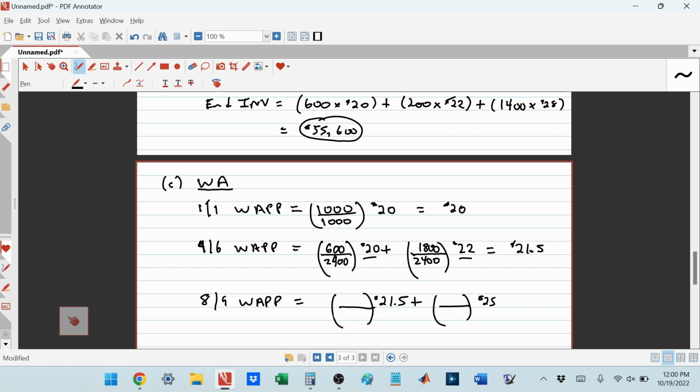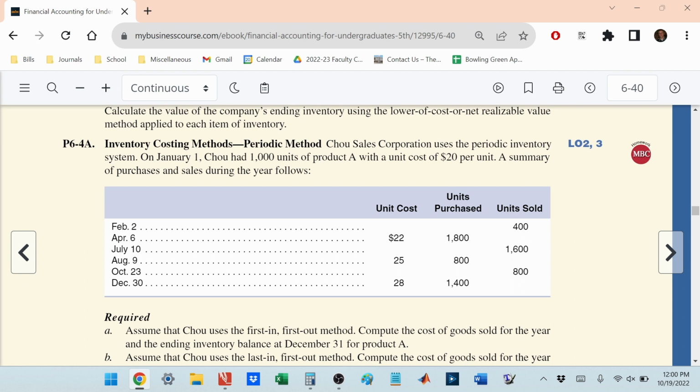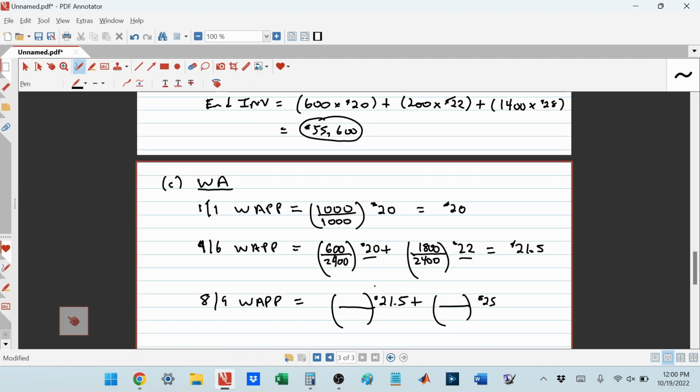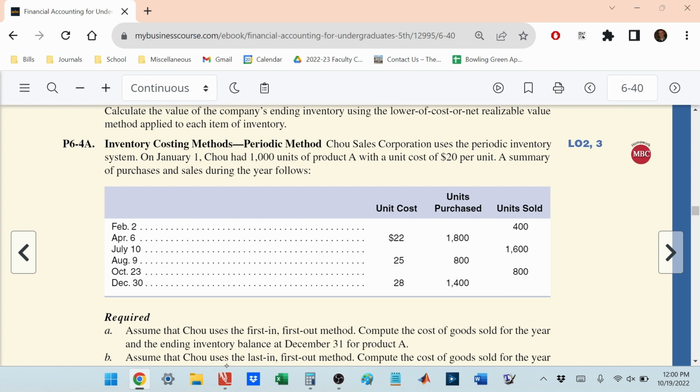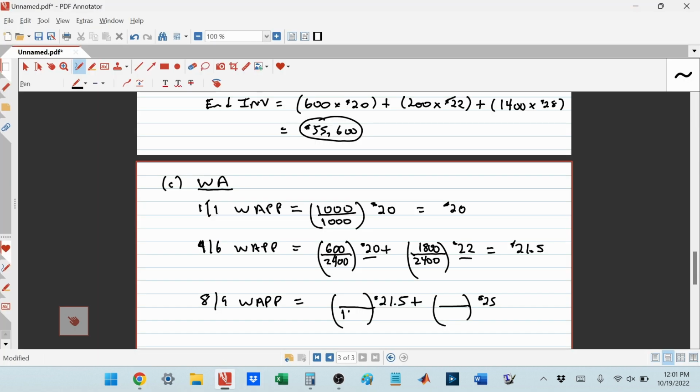How many items as of August 9th could we sell at max? Well, as of April 6th, the number of units we could sell was 2,400. We determined that earlier, right here. So what happened between April 6th and August 9th? Well, what happened was we sold 1,600 units. So 2,400 minus 1,600. So as of July 10th, there are 800 units that we could sell. But then we purchased 800 on August 9th. So as of August 9th, there is 1,600 units at max that we could sell.